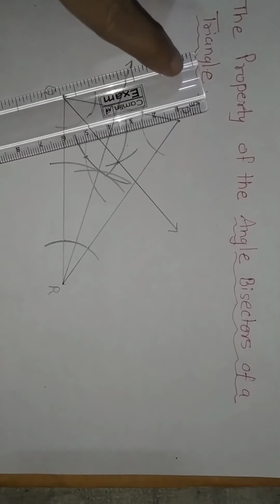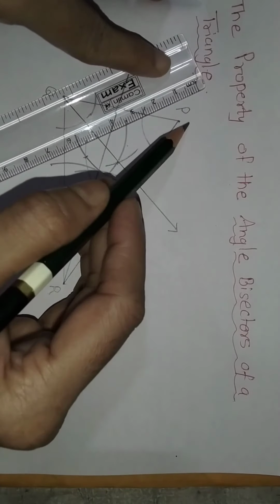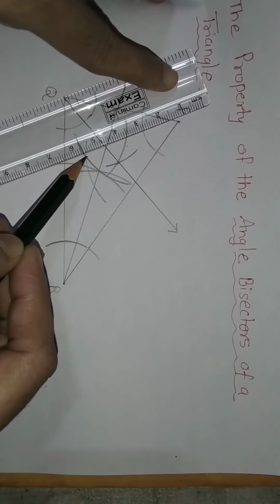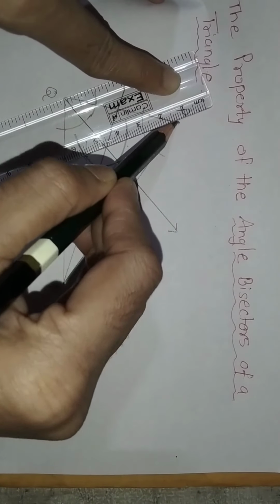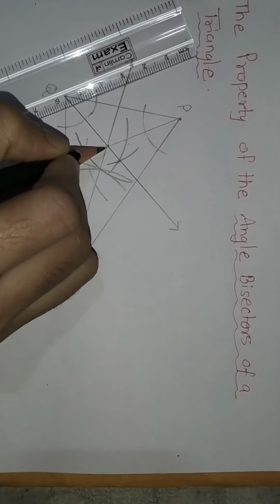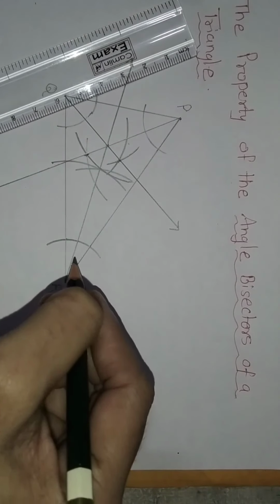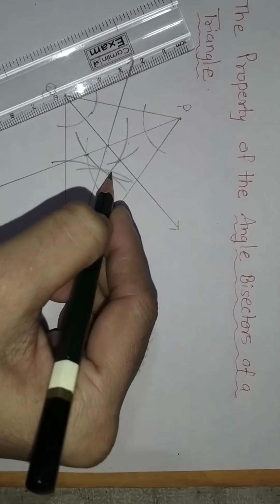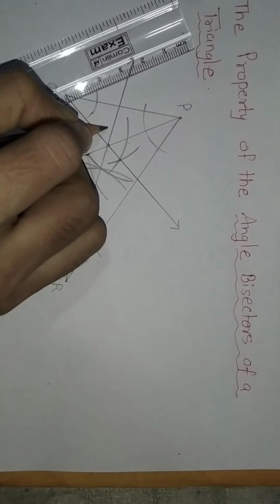Now we will draw a ray which will pass from point P through this intersection of the two arcs exactly. So we will get the center point inside the triangle. This is our center point. Now these three bisectors, this is the first one, this is the second one and this is the third one, pass through the same point. We will label that point as point I.